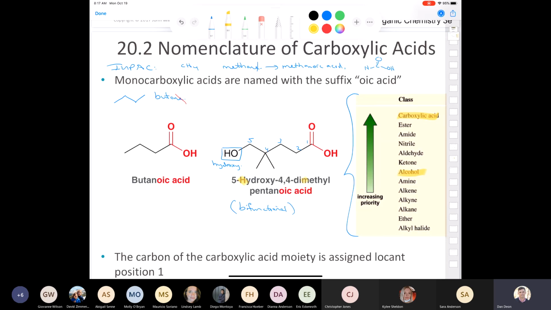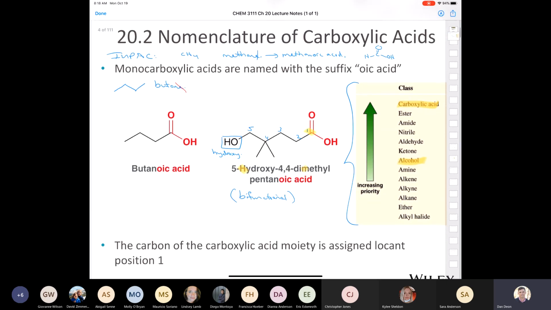So there you go. Again, as I just pointed out to you, the carbon of the carboxylic acid moiety is assigned the locant position 1. And again, we won't see any exceptions to that because the carboxyl group is the king of the castle, so to speak. It's the highest in terms of precedence with respect to functional groups in organic chemistry.